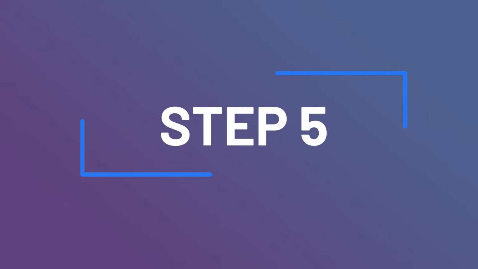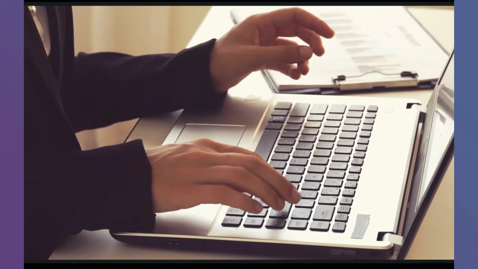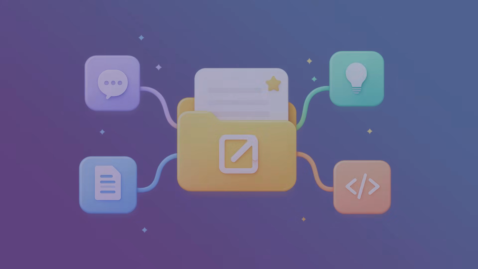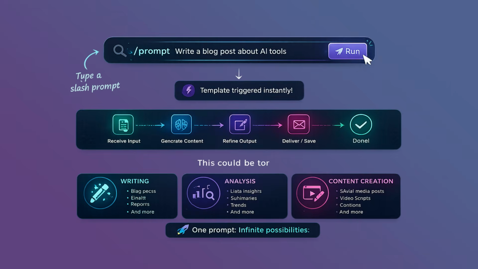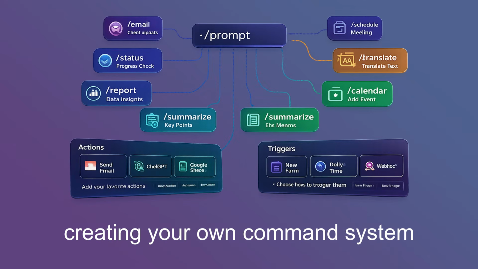Step 5. Use prompt shortcuts. Typing the same prompts again and again is a waste of time. Instead, create reusable shortcuts. For example, you can type something like /prompt and instantly trigger a full template. This could be for writing, analysis, or even content creation. It's like creating your own command system. And once you get used to it, you'll never go back.